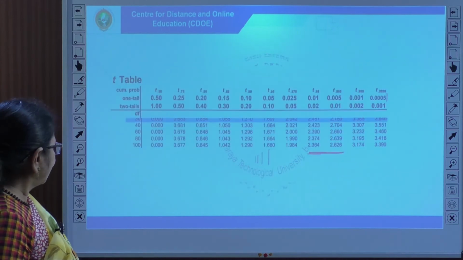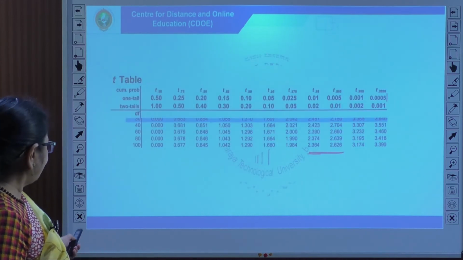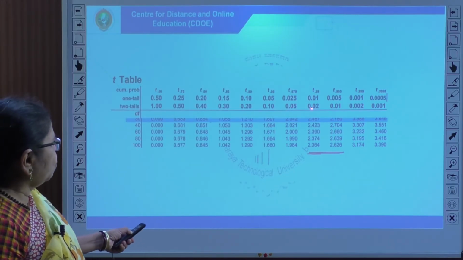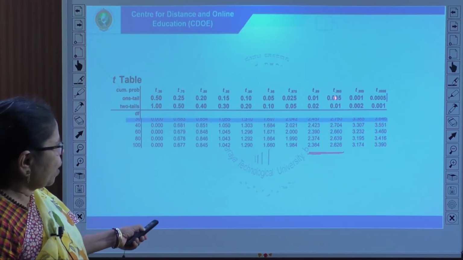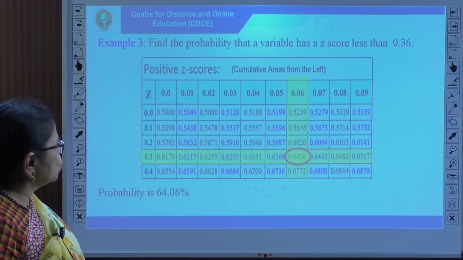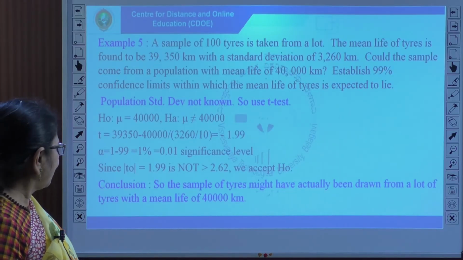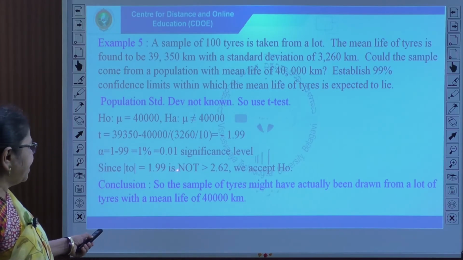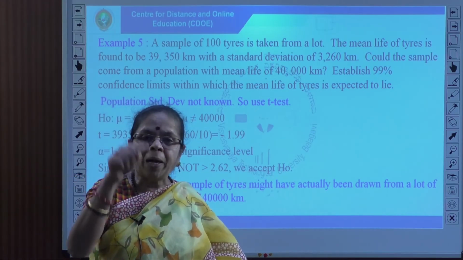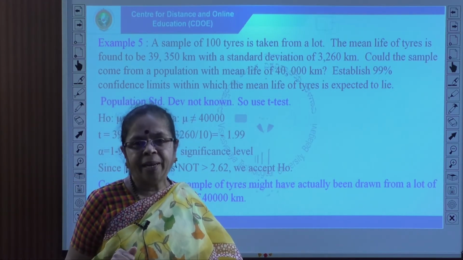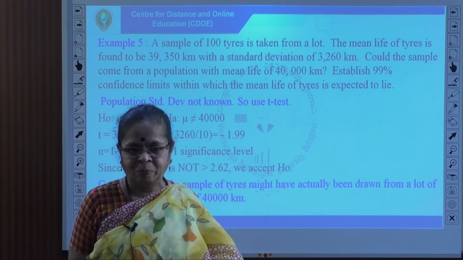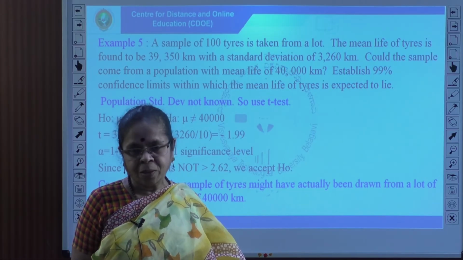Here, the t score for 100, right, with 1% significance level, is 2.626. So, what do I conclude? This 1.99 is not greater than 2.626. The critical value is 2.626 and my value is less than that, it is 1.99. So, I accept the hypothesis.